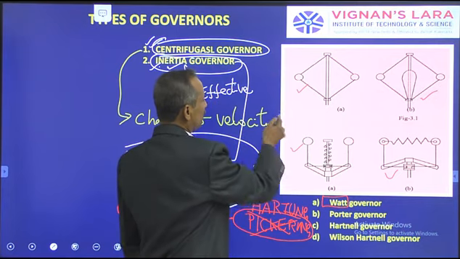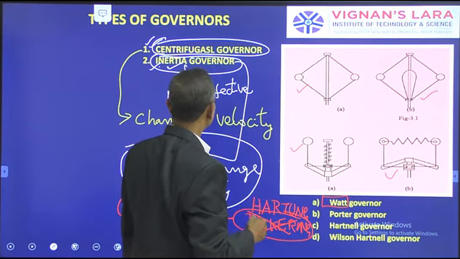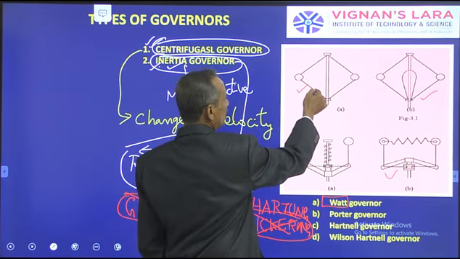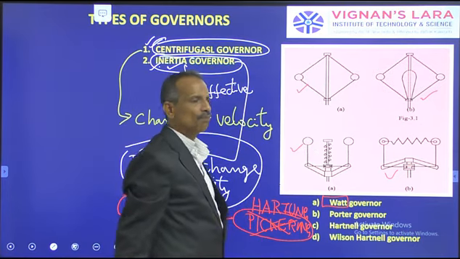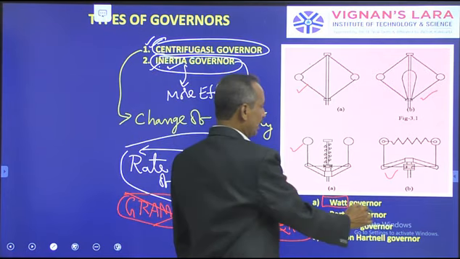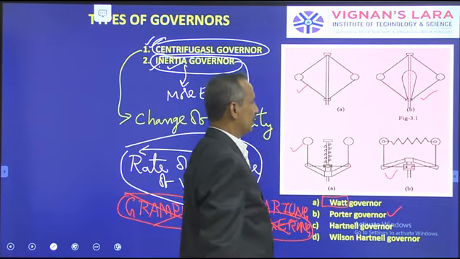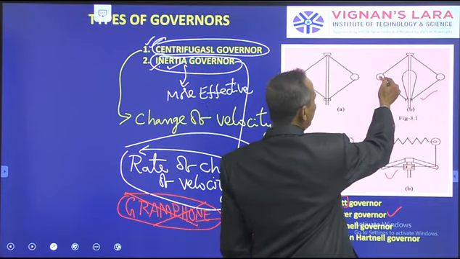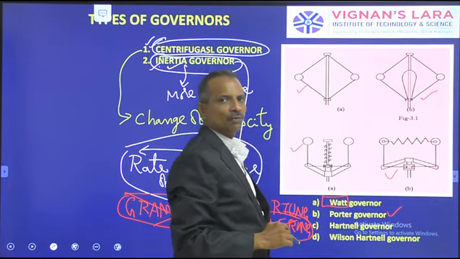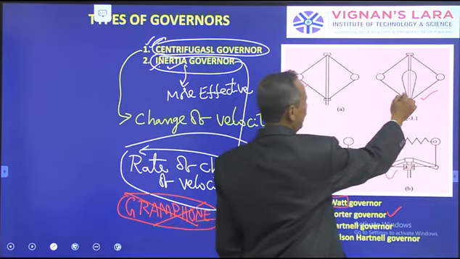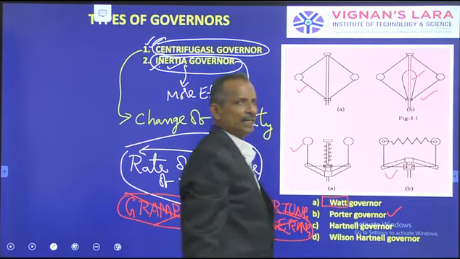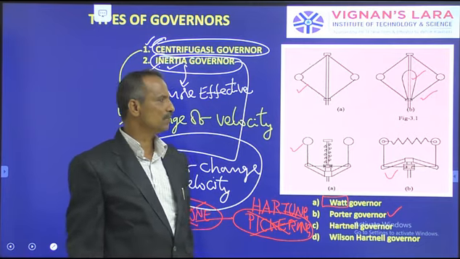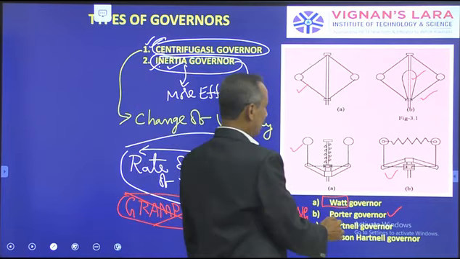This is a watt governor, which consists simply, like the previous sketch we have seen, of fly balls, upper arms and lower arms, and the main spindle. The second category of the governor is a porter governor. In the porter governor, in addition to these fly balls, we place a dead weight at the center. That is called sleeve mass. So that is the porter governor.